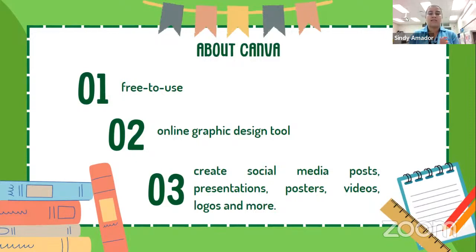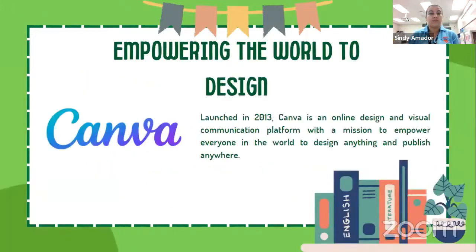If I'm going too fast, let me know, please. So Canva was actually launched in 2013. Again, it's an online thing, but not only online. You can use it in your devices. You can use it on your phone, on your laptop, on your desktop, and I believe on your tablet as well, such as an iPad or a Samsung. It's an app, so you can download it. And their mission is to empower everyone in the world to design anything and to publish anywhere.